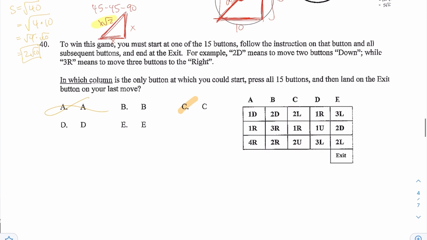Then you try this one. You go 3 to the right. Then you go 2 down. And you won. So that's a really fast one. So that can't be it. Again, you got to hit all the buttons.